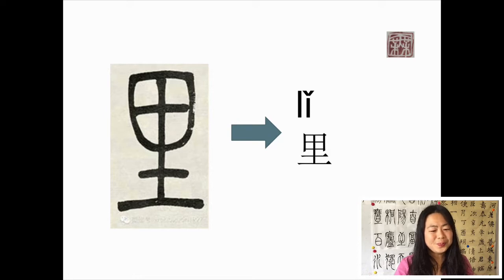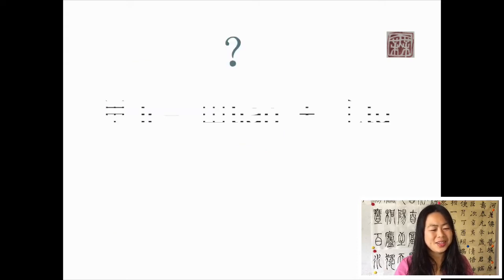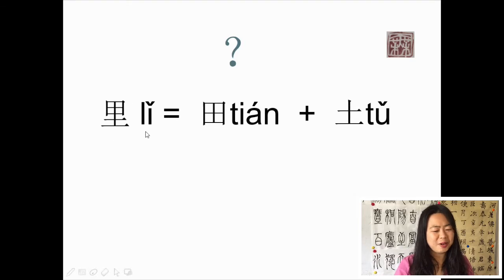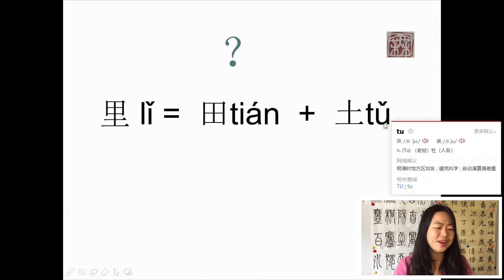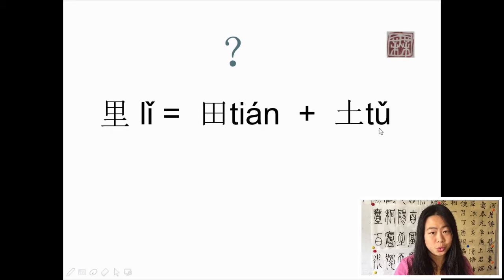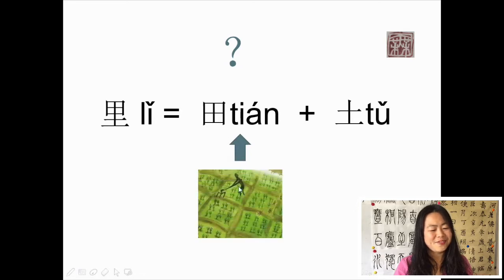Okay, so do you know how our ancestors created this character? Now let's look at it. This character Li is combined with this part, which is pronounced as Tian, and this part, which is pronounced as Tu. Can you guess the meaning of these two parts, the upper part and the bottom part? If you don't know, I'll show you the picture. This part is from this picture. Now can you guess? Yes.